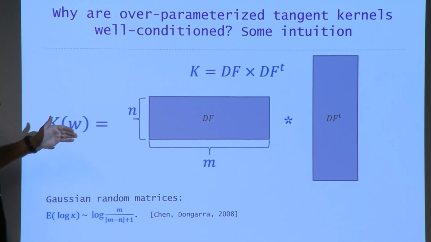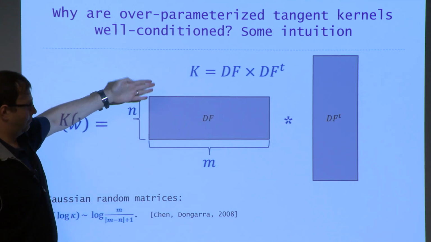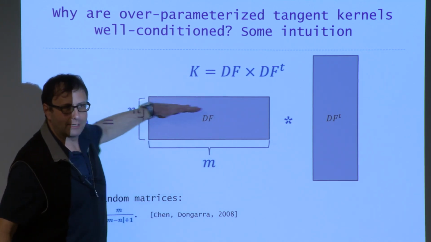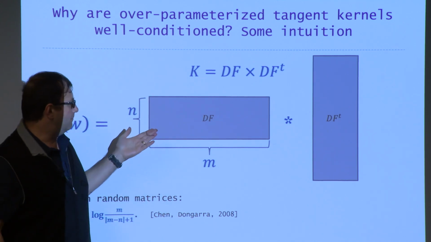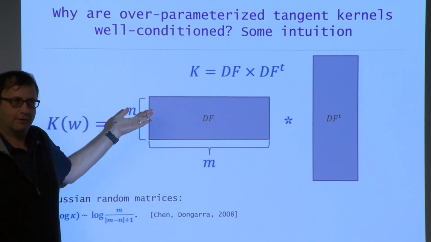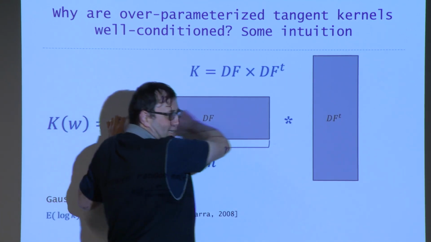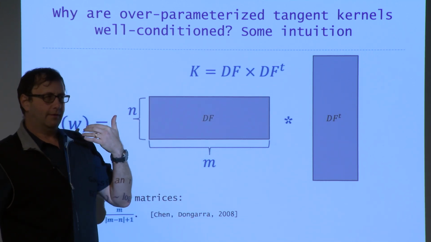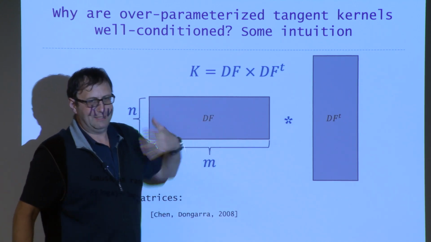And it is clear that this m by n matrix is essentially well conditioned. The smallest eigenvalue is separated from 0 when the rows of this matrix are linearly independent. And of course, if this matrix is long, it's very easy for the rows to be linearly independent. Suppose this is a single vector. Then the kernel is just a norm squared. For the norm to be equal to 0, every entry has to be 0, and that's a very strong condition.